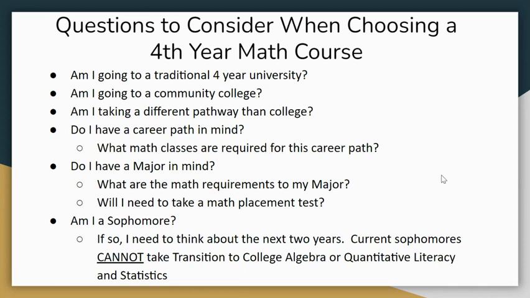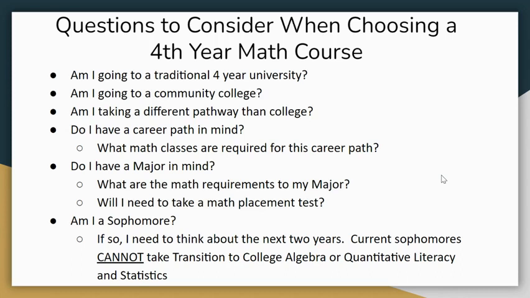Some questions to consider when choosing a 4th year math course. First thing to consider is what type of college or university you might attend after graduation, or if you're possibly taking a different career path than college. If you have a specific career path in mind, you may need to think about what math classes are required for this career path. If you have a particular major in mind, you might need to think about what particular math requirements are for that major, or if you will need to take a specific math placement test.